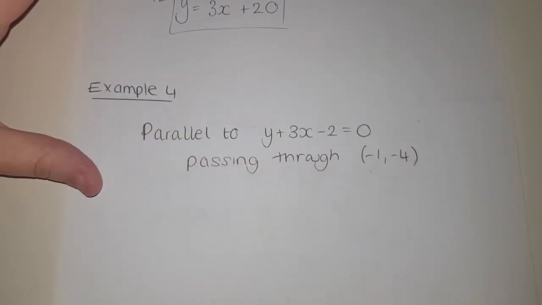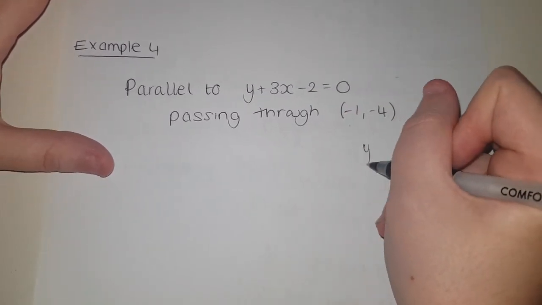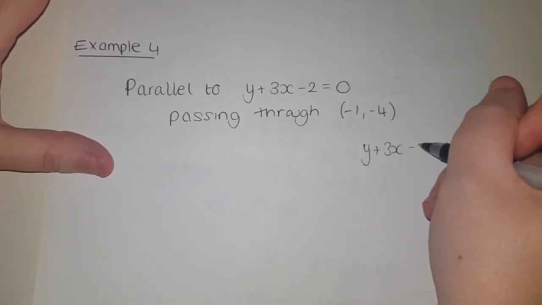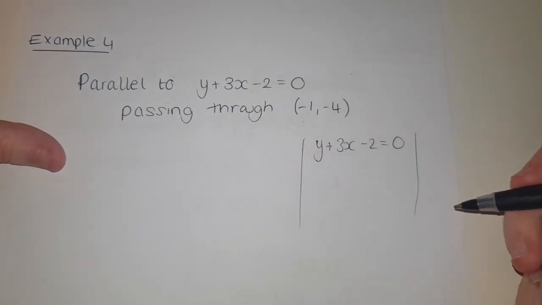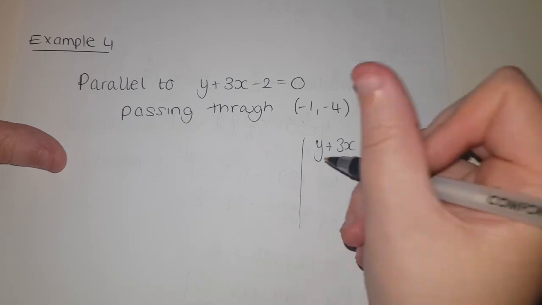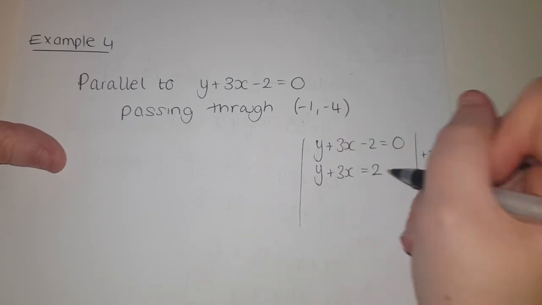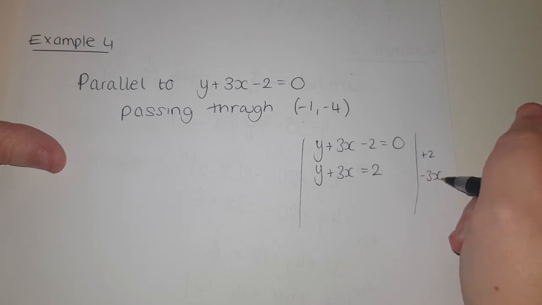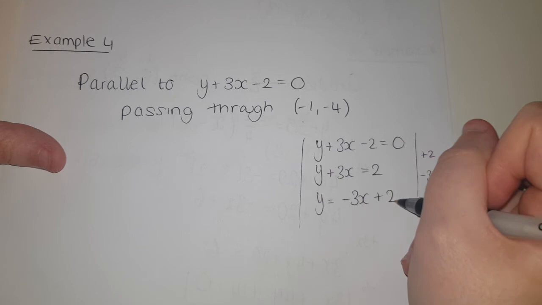Right, so this is the one where I said be very careful. This must be in the right format first. So if I've got y plus 3x minus 2 equals 0, first thing we're going to do is make it say y equals. If I add 2 to both sides, I get y plus 3x equals 2. I can then subtract 3x, so I get y equals minus 3x plus 2.